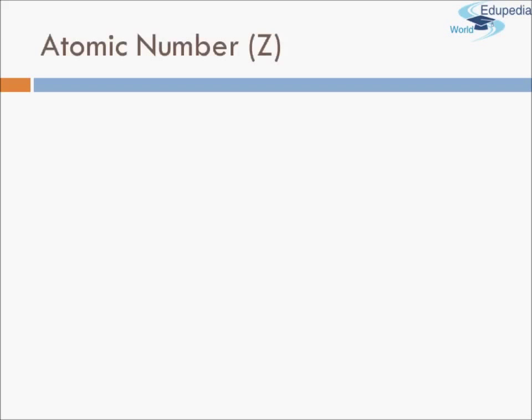Okay, atomic number is represented by letter capital Z and it is number of protons present in an atom, or you can say number of protons present in any nucleus of an atom, since all the protons are present inside the nucleus, okay, and not around it. We can also say it is number of protons in the nucleus or number of protons in the atom.